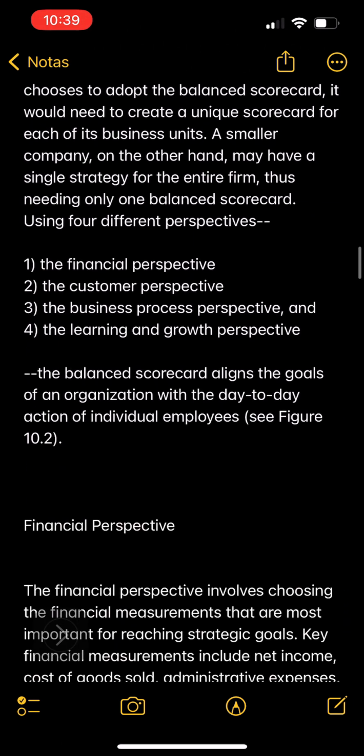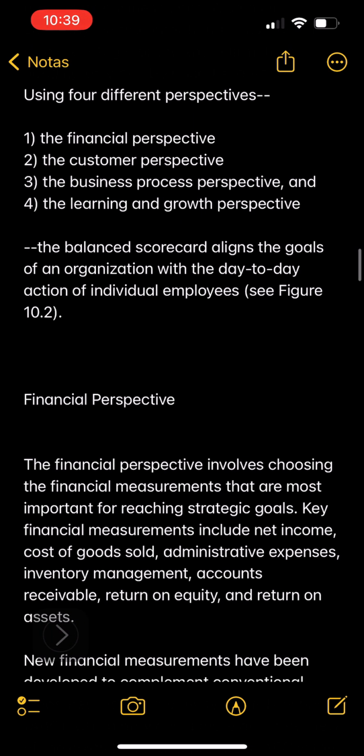Using 4 different perspectives: 1. The financial perspective, 2. The customer perspective, 3. The business process perspective, and 4. The learning and growth perspective. The balanced scorecard aligns the goals of an organization with the day-to-day action of individual employees. See Figure 10.2. Financial perspective.